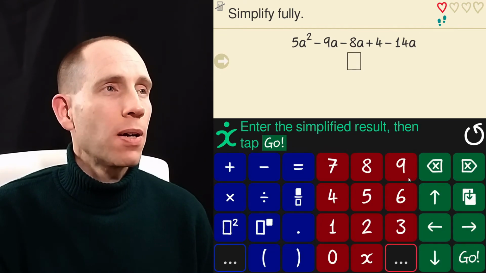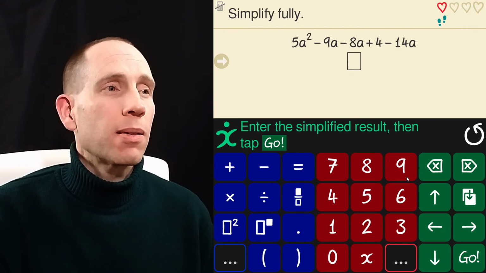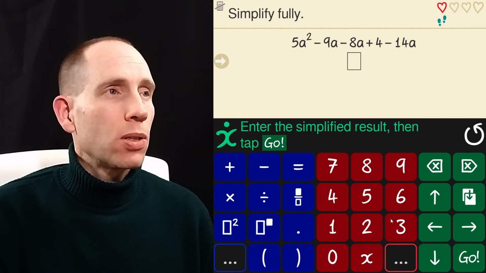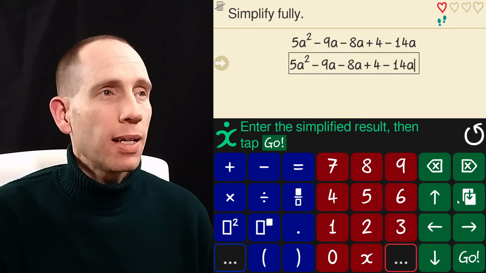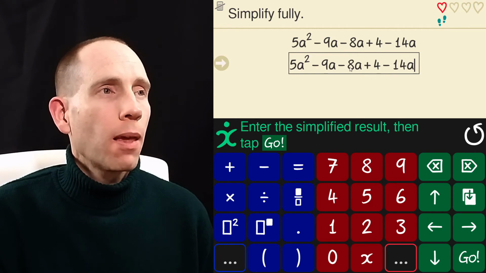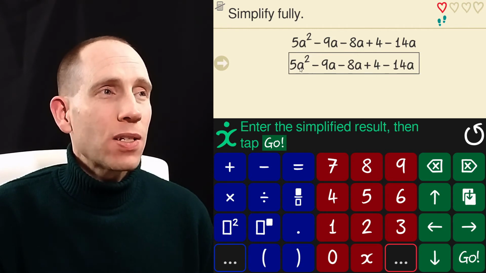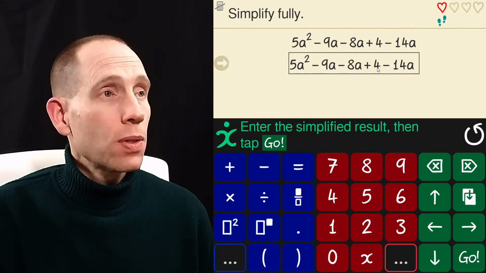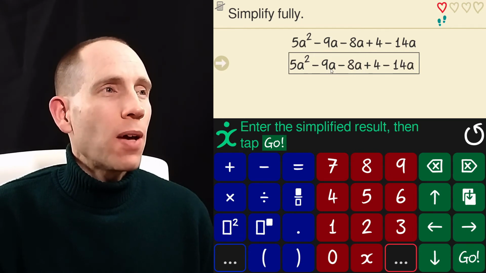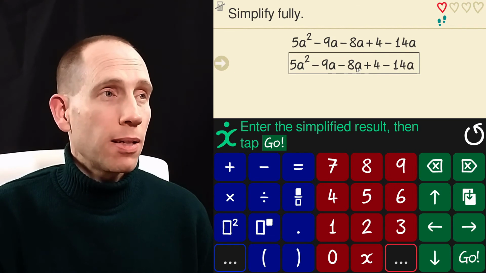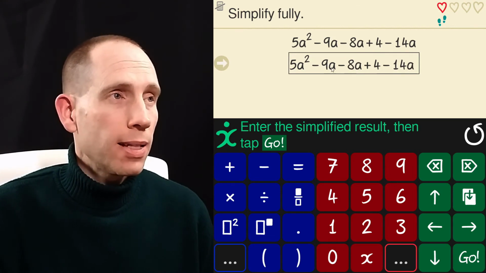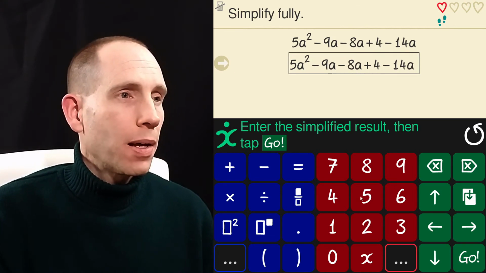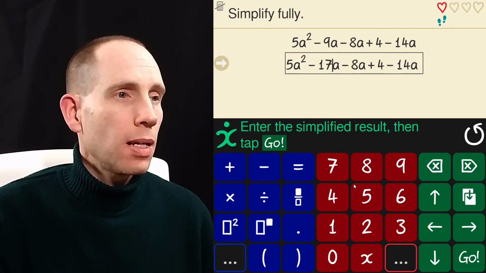So I'm going to tap simplify, and I've got to enter what I think my simplified expression is. So I can use the paste button here just to get the same expression again. Right, so I'm going to look for a squared terms. I don't have any more of those. So then look for a term. So minus 9a, minus 8a, they're the same kind of term. Minus 9, take away 8 is minus 17.